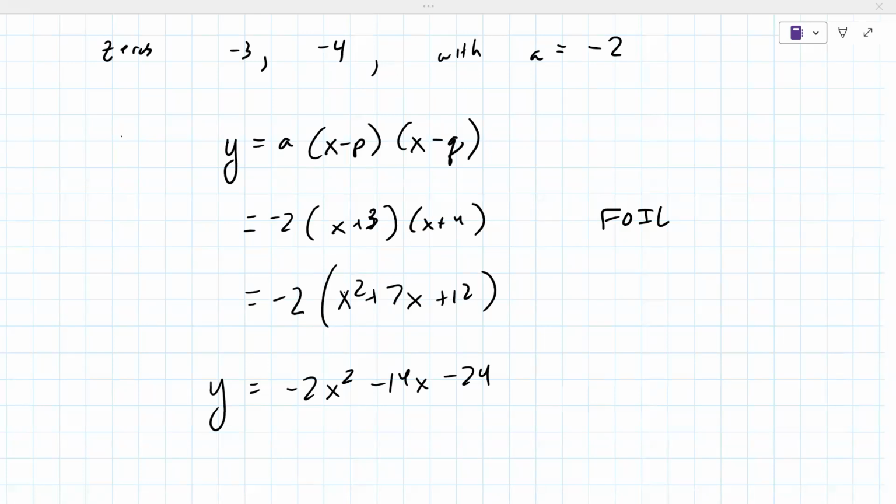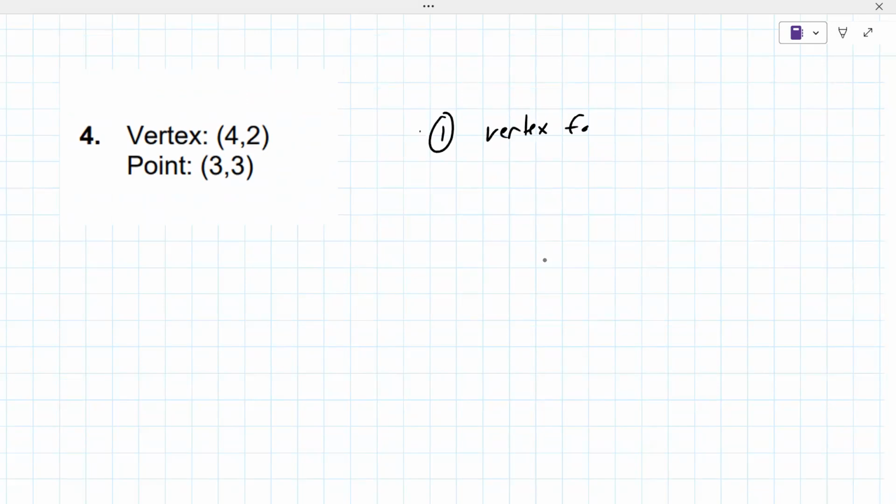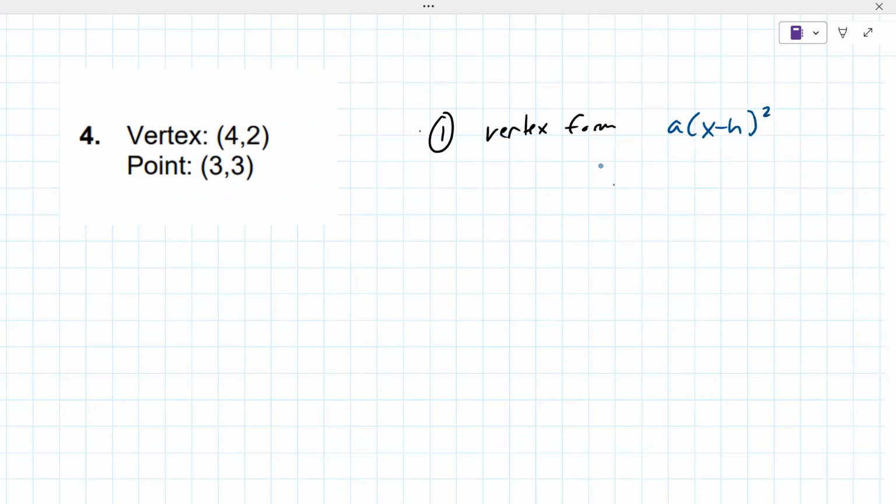Okay, so here is another problem that we looked at last time. I'm going to have to add some words to it, but it's going to say, given the vertex and this point, write the equation first in vertex form. So the vertex form is a(x minus h) squared plus k. What does that become in this case? Which is h and which is k? The vertex h and k is 4 and 2.